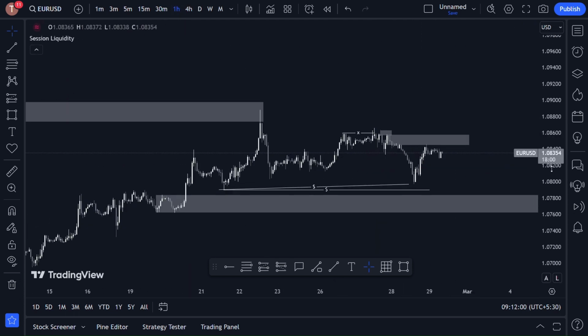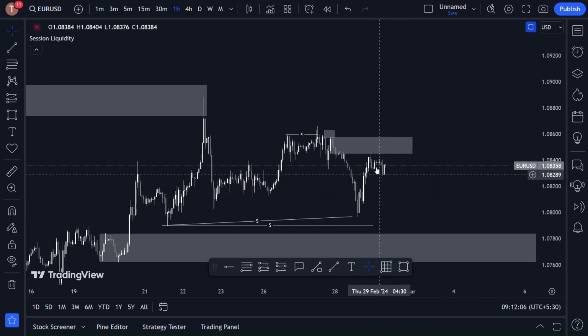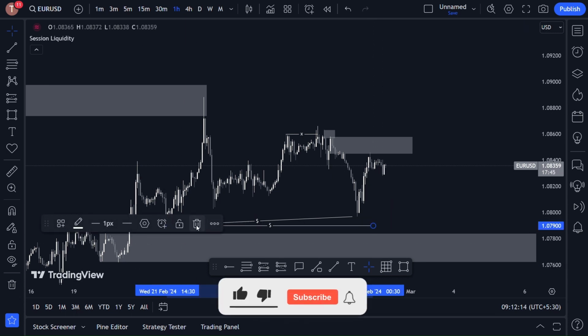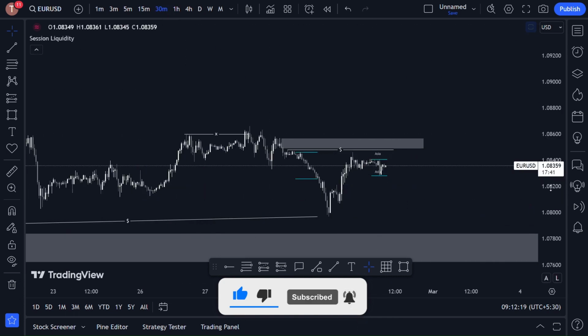So this is a 1-hour chart, and we can see that the order flow is being respected by the market, and the price is moving into the upside direction, mitigating something, and then I'll be anticipating the price to move into the downward direction. Let's delete it. So now let's move to 30 minutes.